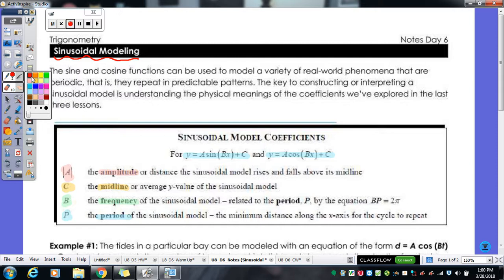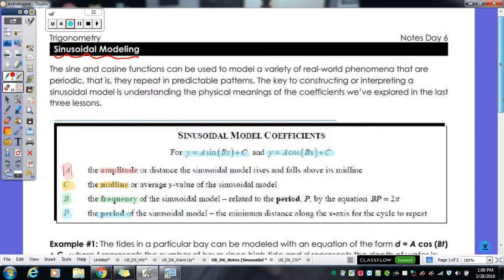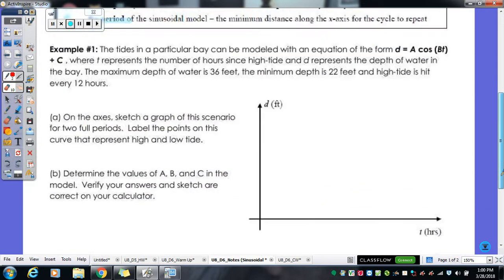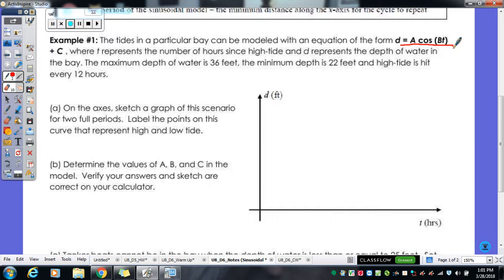So let's take a look at an example here. The tides in a particular bay can be modeled with an equation in the form of A times cosine BT plus C. Tides are always going to be a periodic function, because if you think about it, you get high tide, you get low tide, and then it repeats. You get high tide, low tide, high tide, low tide. So it's always repeating that pattern. We're told T represents the number of hours since high tide, and D represents the depth of water in the bay.